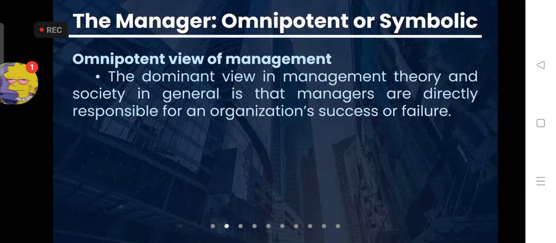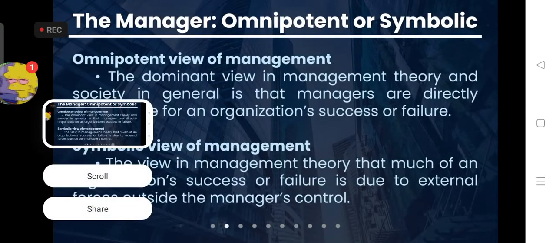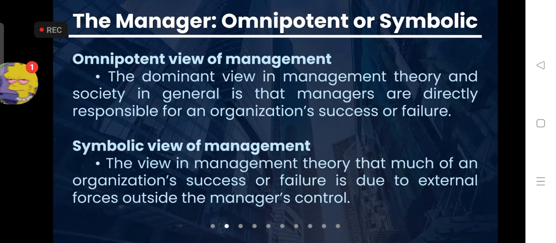On the other hand, the symbolic view of management is the view in management theory that much of an organization's success or failure is due to external forces outside the manager's control. So, if in the omnipotent view the manager is responsible for the outcomes of the organization, in the symbolic view, the success or failure of an organization is said to be due to external factors outside of the organization.